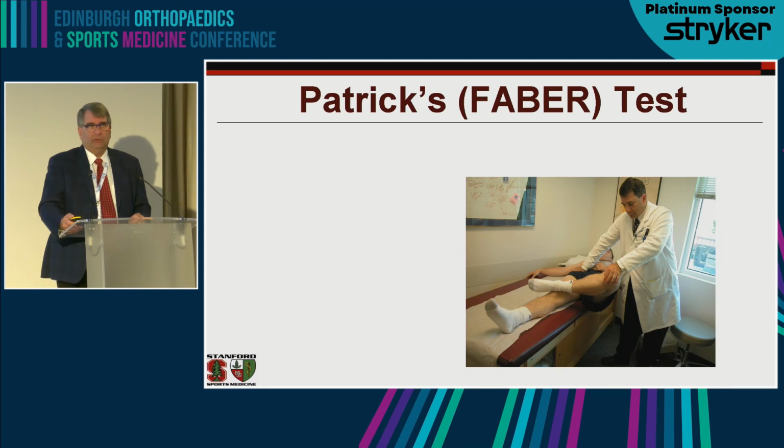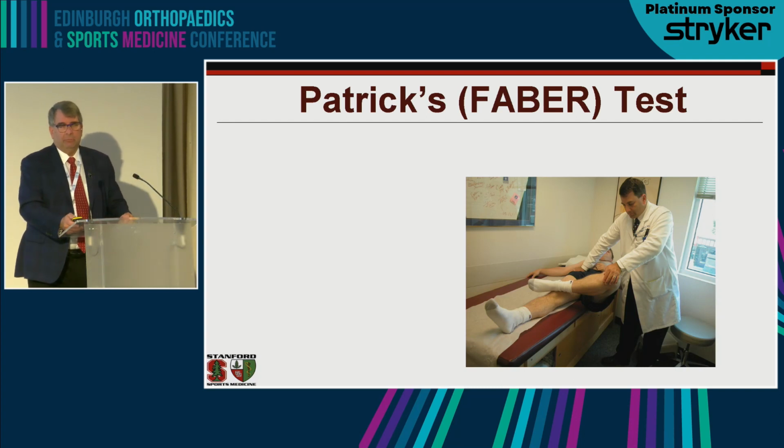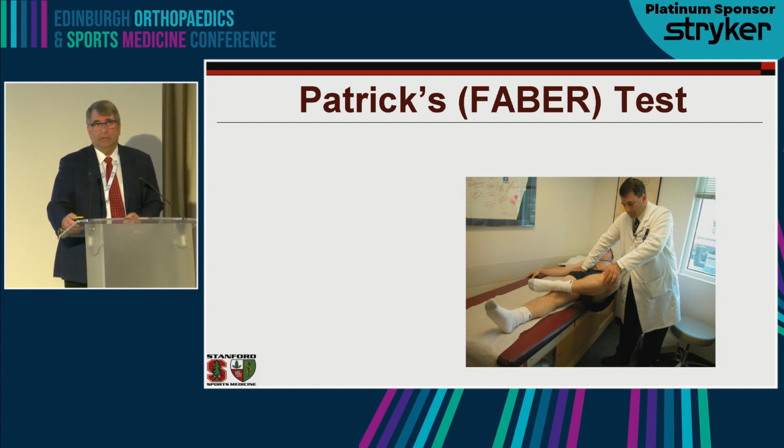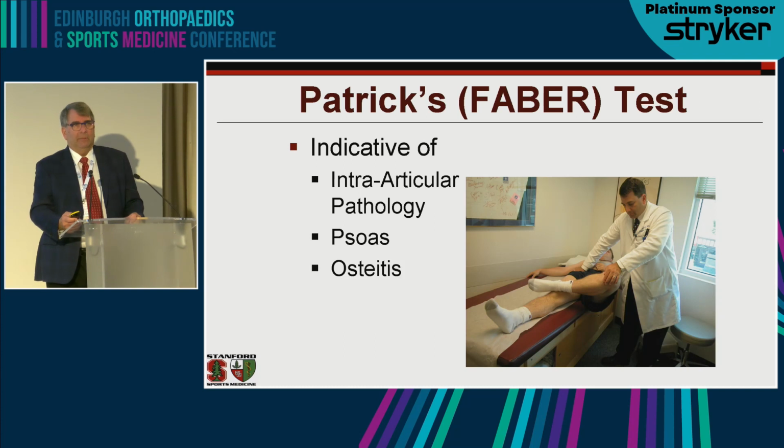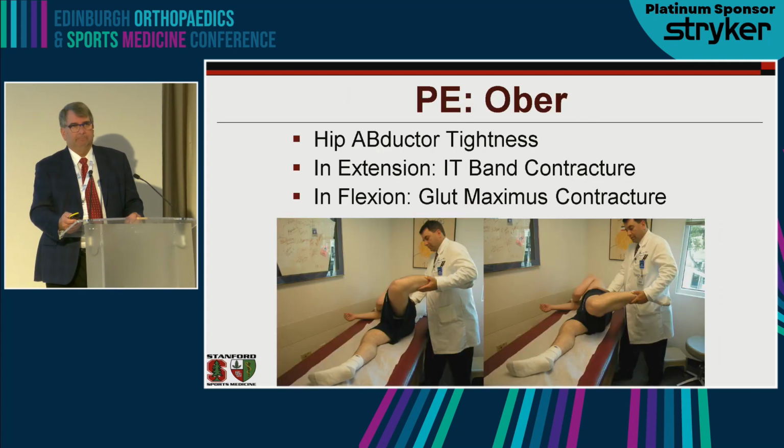Again, this is the true Patrick's FABER test. So the one buttock cheek is off the edge of the table. They're in a figure 4 position. You stabilize their pelvis with the hand on the contralateral ASIS, and then you push down on the knee and see if that causes pain. Posteriorly, you worry about SI joint pathology or SI joint pain. Patients can hurt anteriorly as well, and potentially have labral tearing. So psoas will also get flared up.